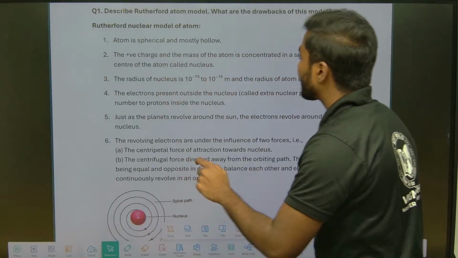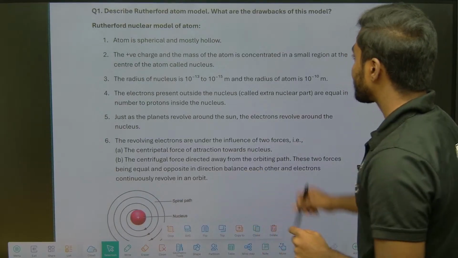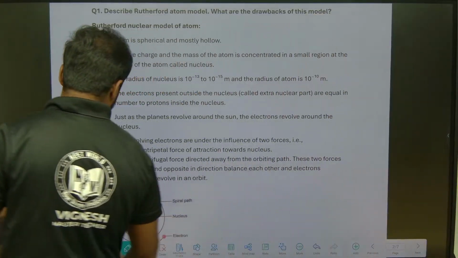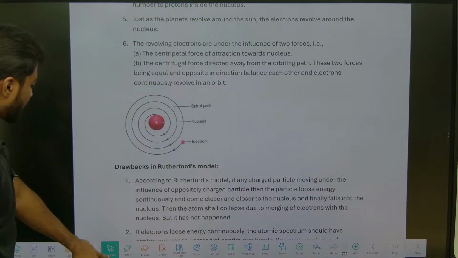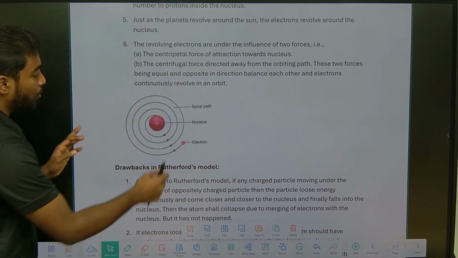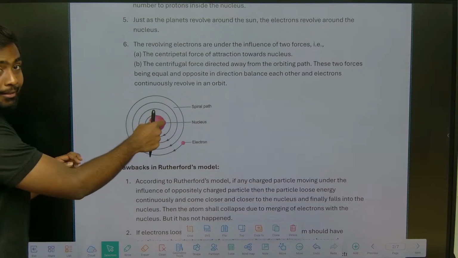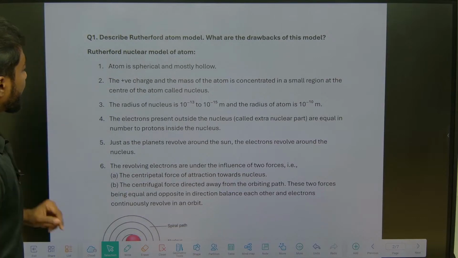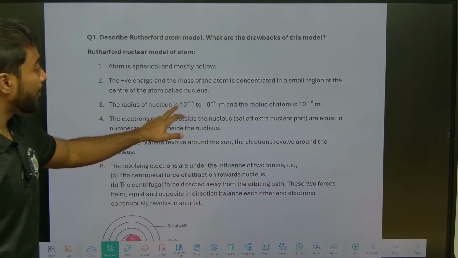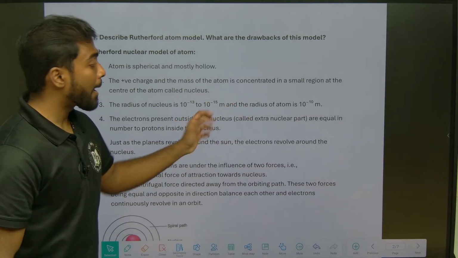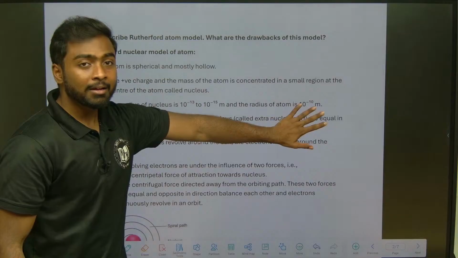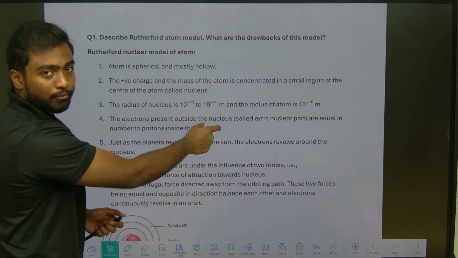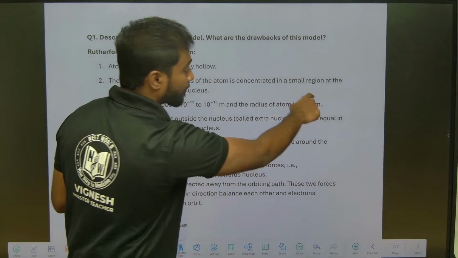The second point is that the positive charge and the mass of the atom are concentrated in a small region at the center. When you talk about the atom, it's mostly a spherical shape, and the nucleus will be at the center of that sphere. The radius of the nucleus is 10 power minus 13 to 10 power minus 15 meter, and the radius of the atom is 10 power minus 10 meter.